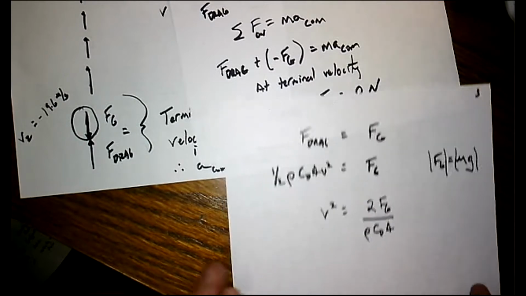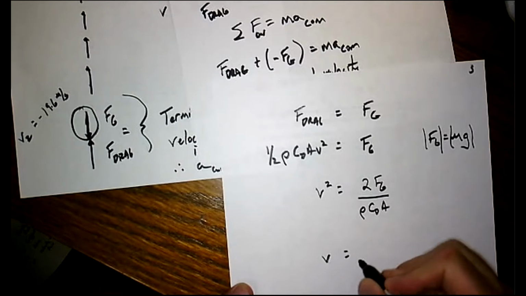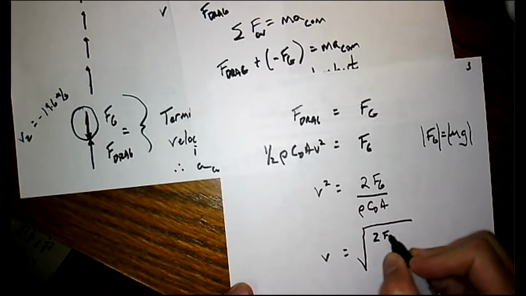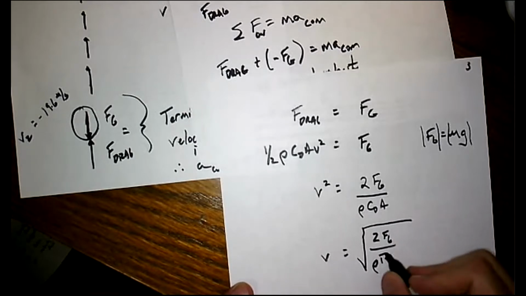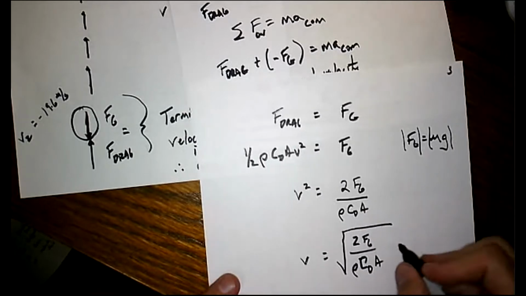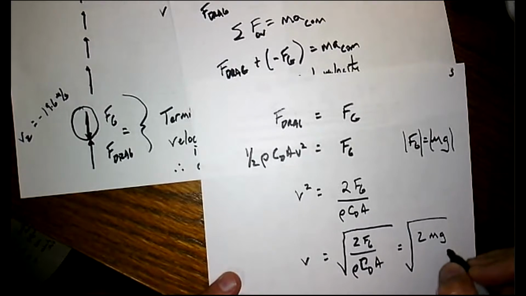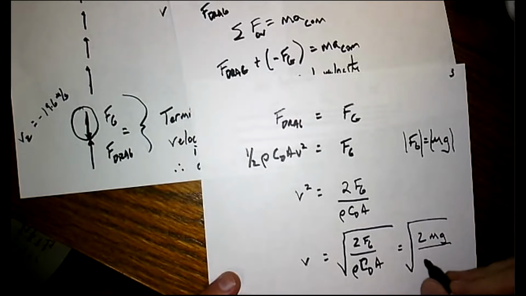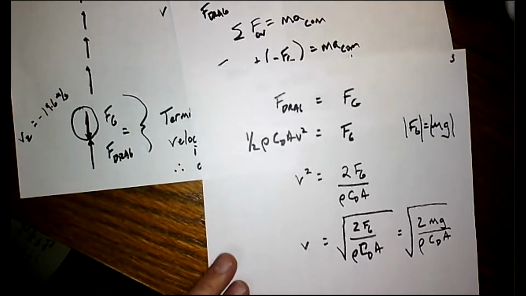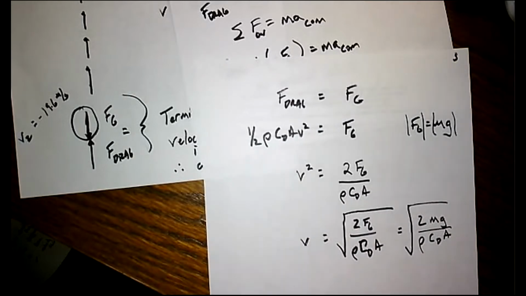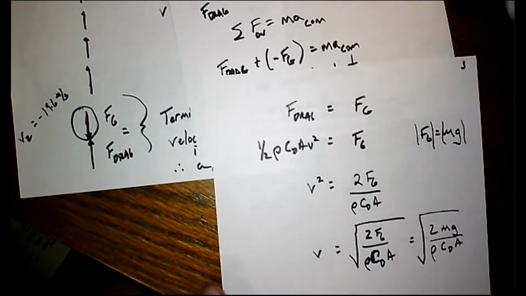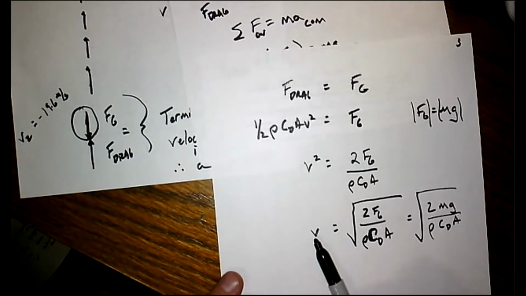I've got that squared, so I'll take the square root of both sides, and I'm left with v equals the square root of 2Fg over rho Cd A. Or you may see this in textbooks written this way, 2mg over rho Cd A. And I hate this because that should really be the absolute value of g to be correct. So you may see that equation in a textbook, which is fine. Either way, all right.